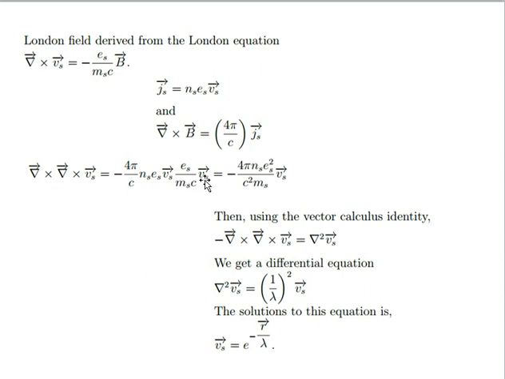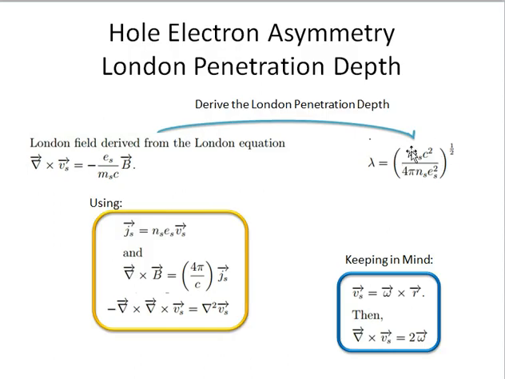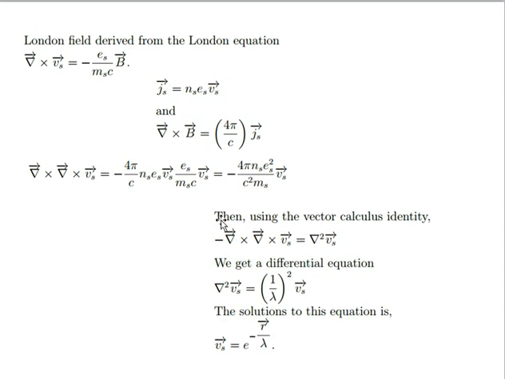And this is a V sub s that is a typo. It should not be there. Anyway, what that all equals is negative 4 pi n sub s, e sub s squared over m sub s c squared. Now that's kind of promising because that is actually the inverse of the penetration depth squared. Then we use our vector identity and we say negative del cross del cross V is actually equal to del squared V. And that's just a differential equation that looks like this. So we have del squared V equals 1 over lambda squared V sub s.